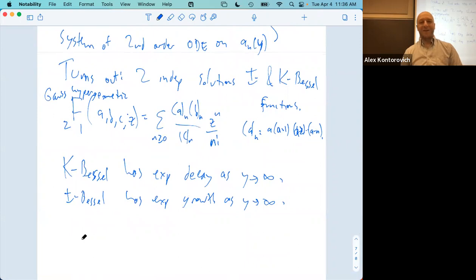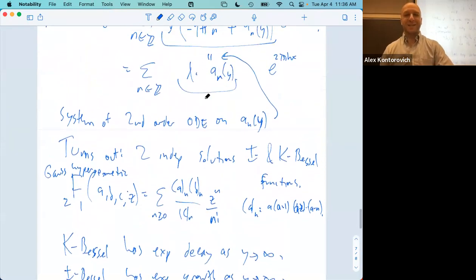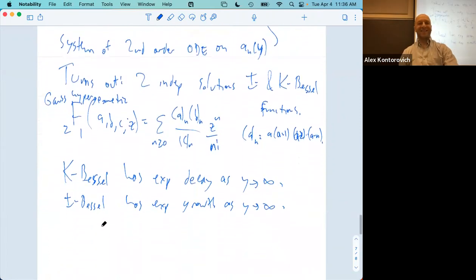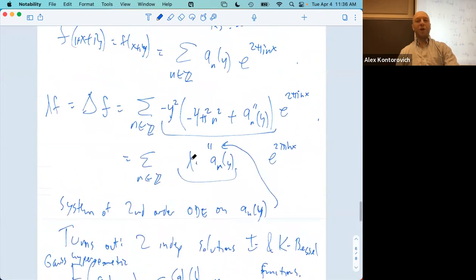Gosh, I want to tell you so many things about this. K-Bessel is what? Black box. Get to the L-function. Fine. Black box. So when you solve this ODE, what you learn is that f, we know what this thing is, is some linear combination of K's and I's.